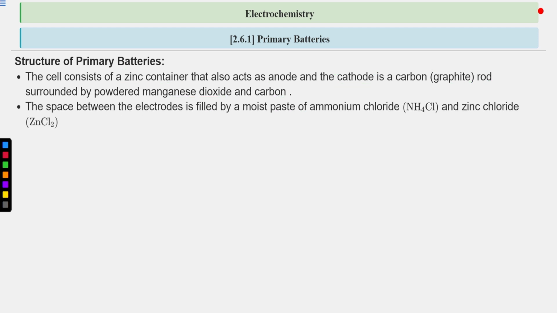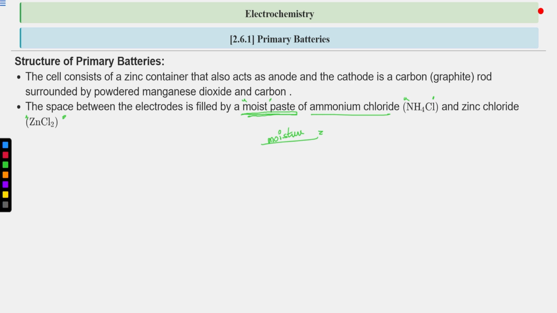The space between the electrodes is filled by a moist paste of ammonium chloride, NH4Cl, and zinc chloride, ZnCl2. Okay, the space between the anode and the cathode is filled by a moist paste. Why are we using moist? We have taken the word moist from moisture. Moisture means watery. Some amount of water is present in that particular substance, which we call moist.